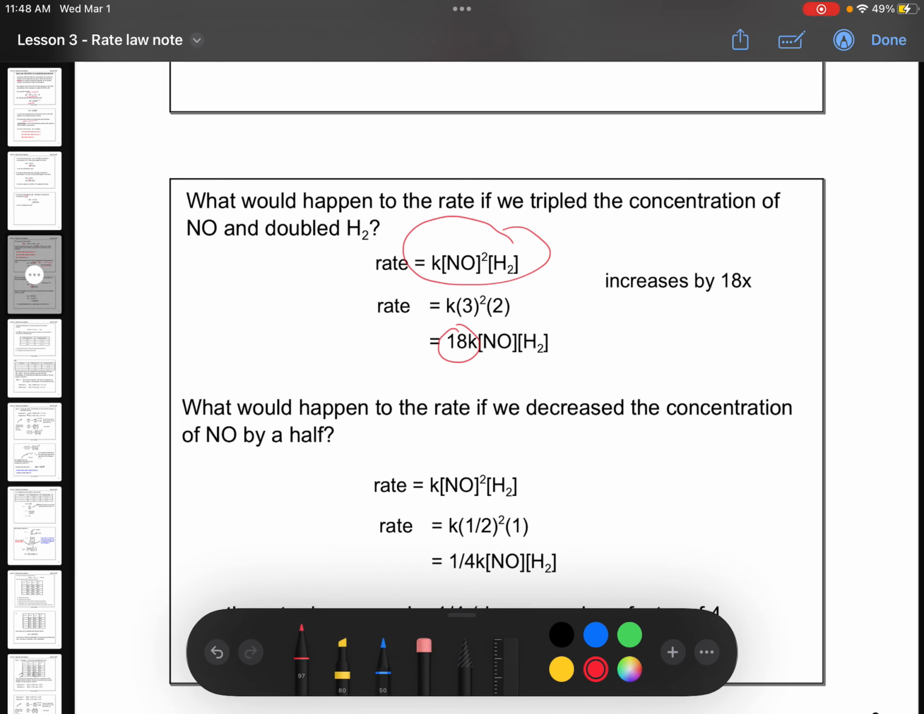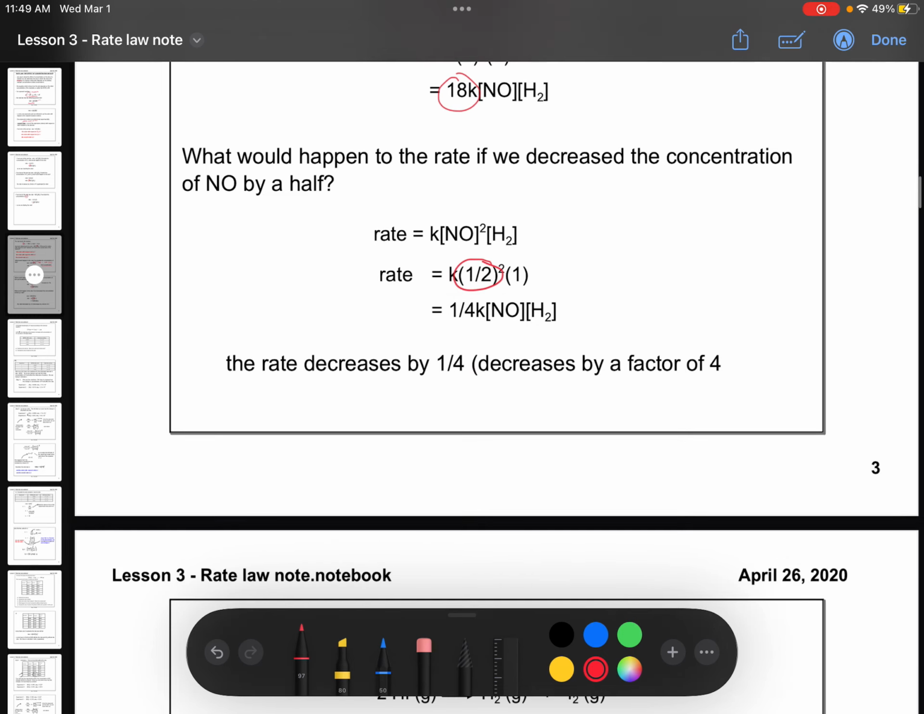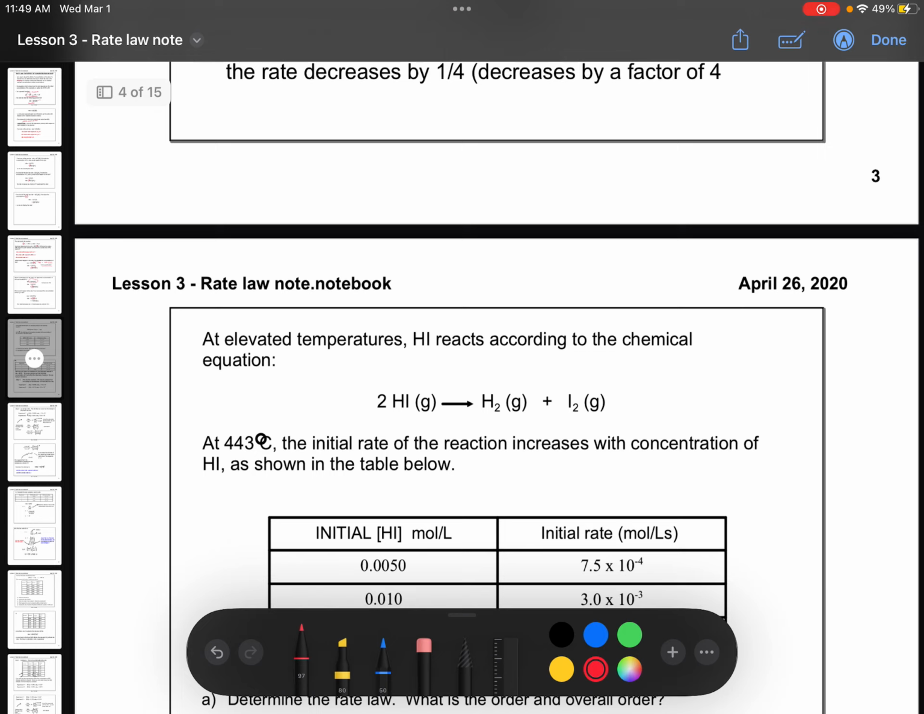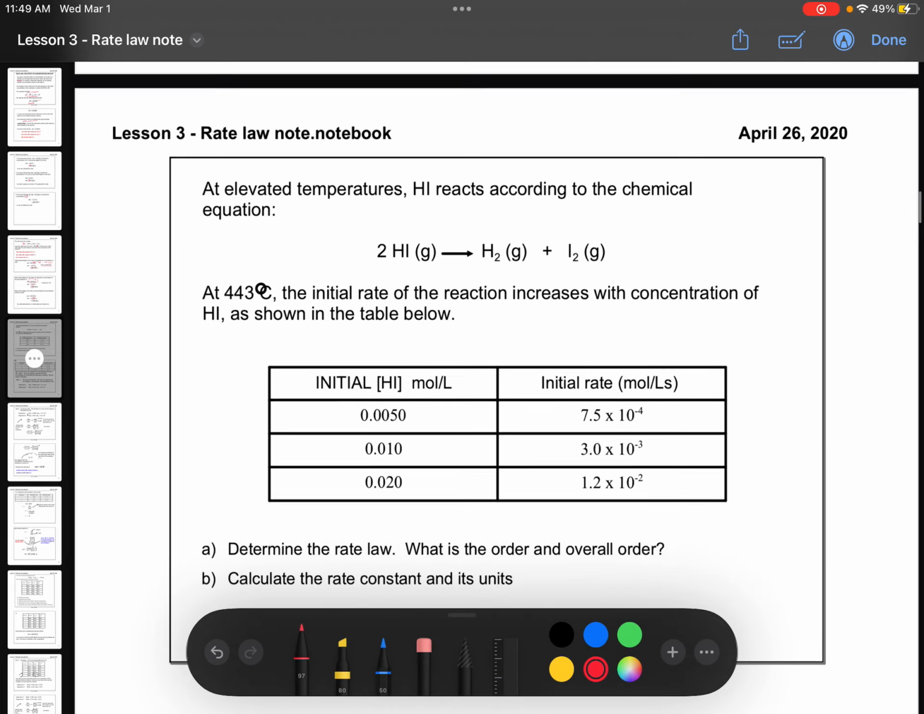Now, what would happen if we decrease the concentration by half? That means we're going to put half where our NO would be, and based off of that, it would be 1/4 of our rate. So we would decrease it by a factor of 4. So you can see that there are different ways that we can determine the overall order based off of the rate. If we either double, triple, whatever it might be, we have to take all that into consideration.